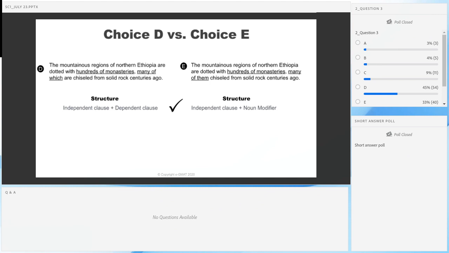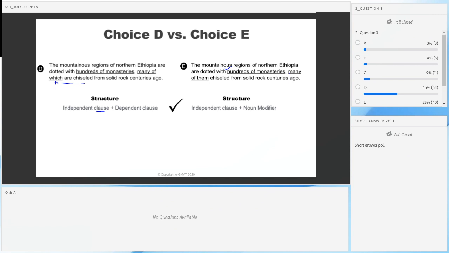Now let's come to the discussion of choice D and choice E. I have already explained to you in terms of structure the usage of "many of which" versus "many of them". They both are correct. In choice D, we have an independent clause, and then the descriptor for hundreds of monasteries appears in the form of a clause because we have this particular word over here that calls for the usage of a subject-verb pair. But this particular entity is also talking about hundreds of monasteries. And in this one, we have an independent clause which ends in a noun, and then "many of them" is describing hundreds of monasteries. No issues with the structure of the sentence at all.